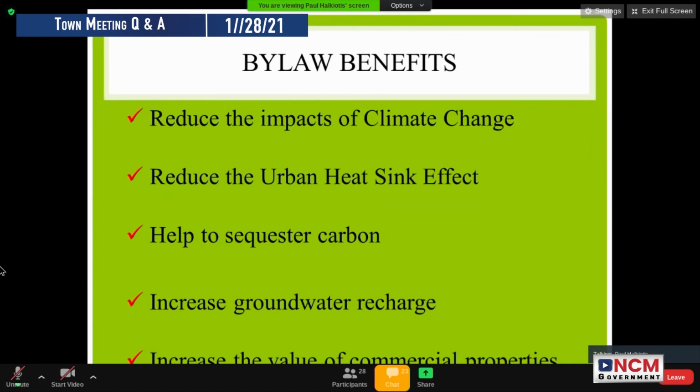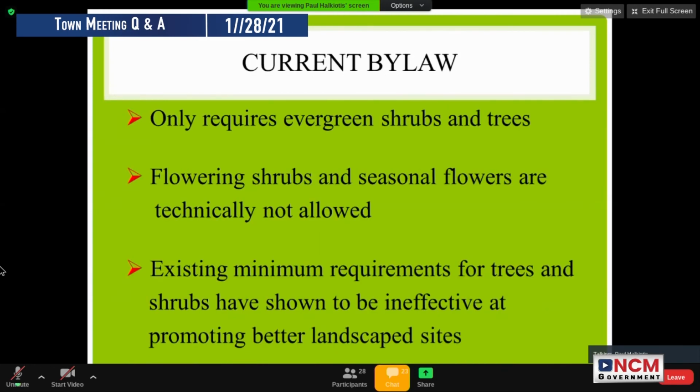I mentioned earlier the urban heat sink effect. It's real. And while something like this will not have a big effect on helping to address climate change, everyone in every community needs to work together to make small steps to help address the impacts of climate change. And by making our parking lots smaller, by requiring more landscaped islands and landscape buffers, that's something that we can do here in Norwood. It'll also help beautify the town, but it'll help to address the issues of climate change. It will help to sequester carbon, increase groundwater recharge, and when commercial properties look better, it increases their value.